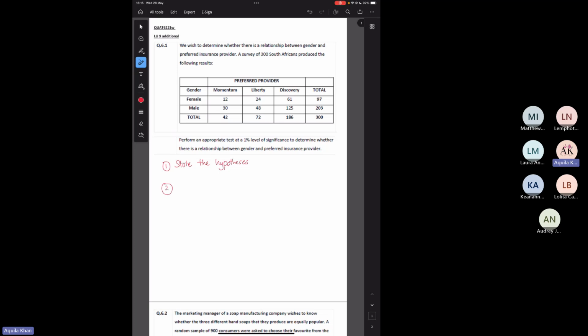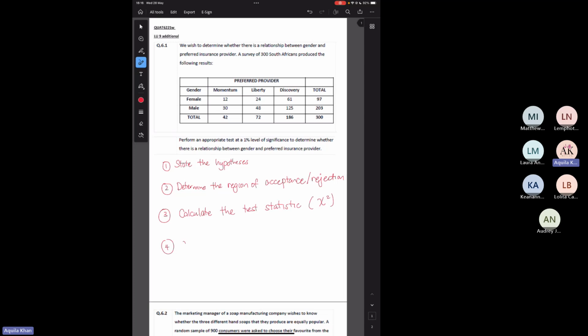Then you have the second step as being determining your region of acceptance and rejection. Then you calculate your test statistic. And in this learning unit, the test statistic is called the chi-squared test statistic. So I'm going to write this, and I'll explain to you in a second that symbol.